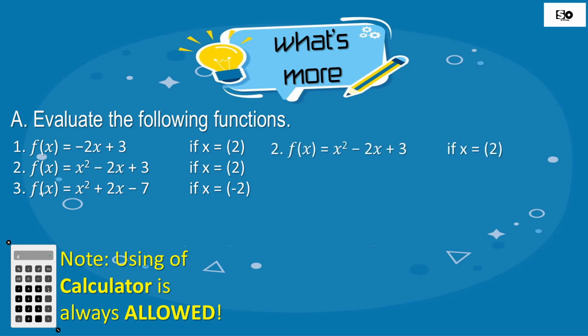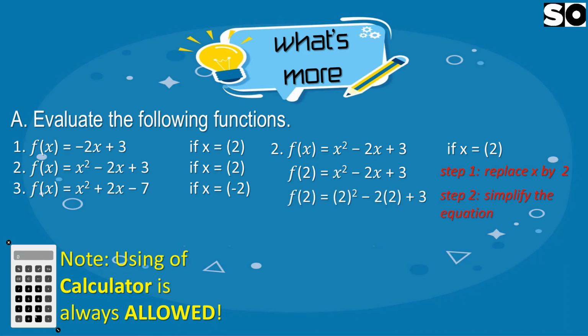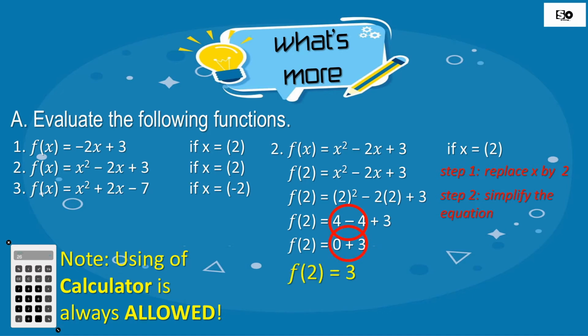Number 2 example. f of x equals x squared minus 2x plus 3, where x equals 2. Step 1, replace x by 2. Step 2, simplify the equation. Palitan na natin ang mga value ng x ng 2 at isimplify ang equation. 4 minus 4 equals 0 plus 3. Our final answer would be 3.